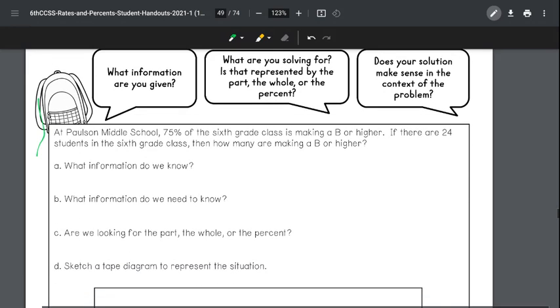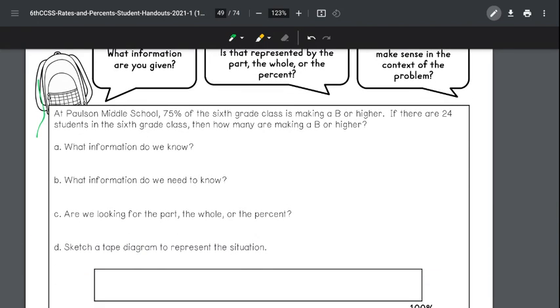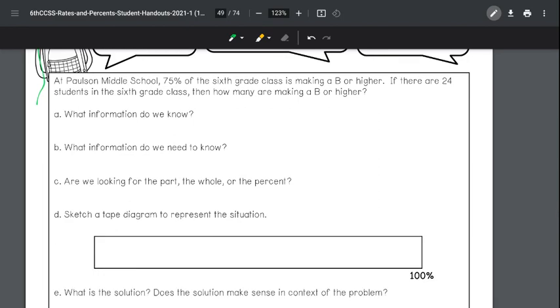At Paulson Middle School, 75% of the 6th grade class is making a B or higher. If there are 24 students in the 6th grade class, then how many are making a B or higher? So what information do we know? 75% is getting a B or higher. And we also know there are 24 students in the class.